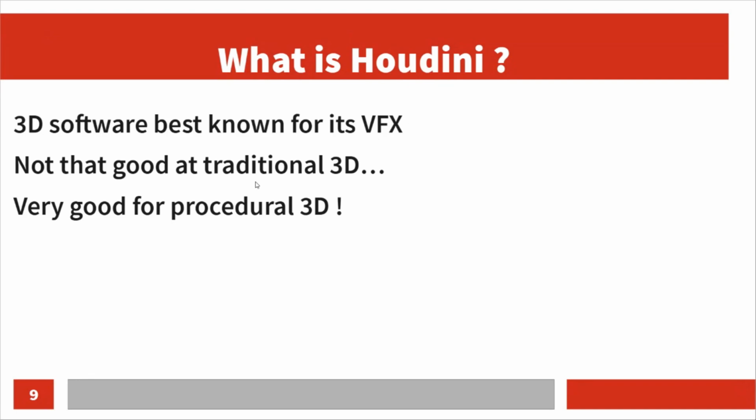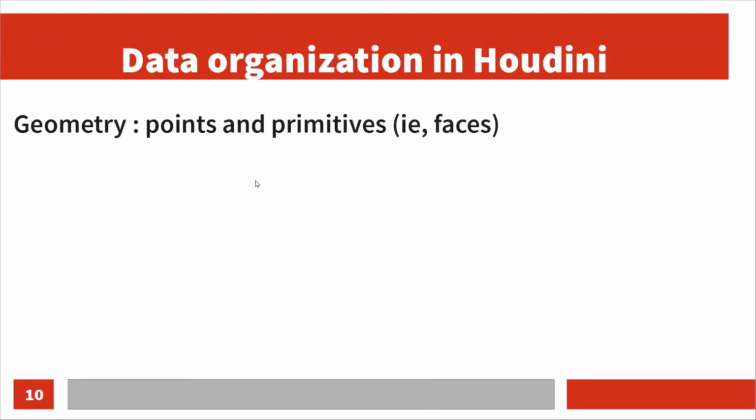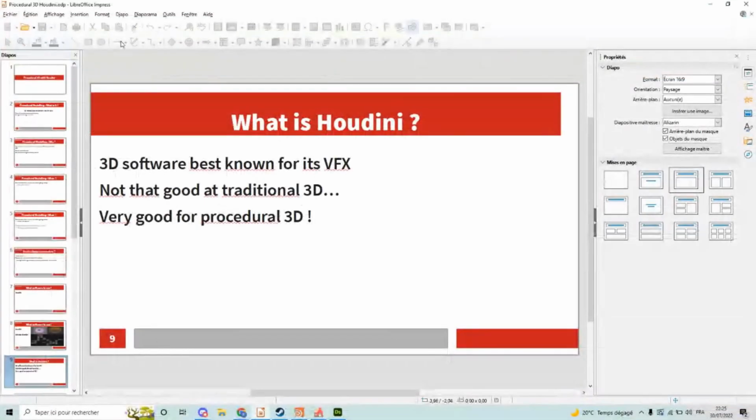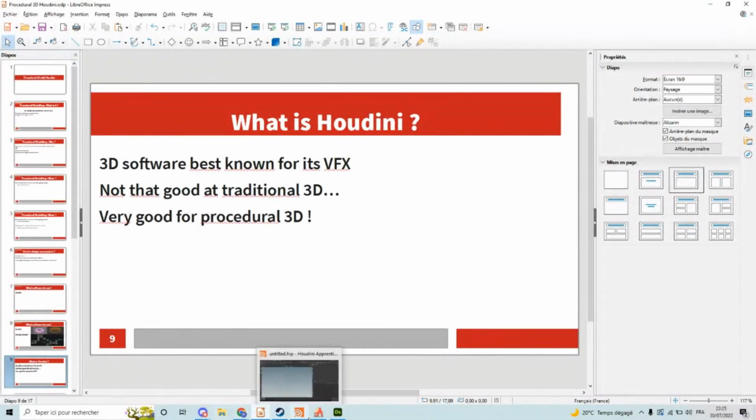Like you could design models traditionally in Houdini. I would not recommend it. It's not nearly as good for that purpose as Blender would be, because of course it's not actually made for it, so it does not have all the tools. What it is good for though is procedural 3D. So of course that's what you should use it for. But let's check out the beast ourselves, right?